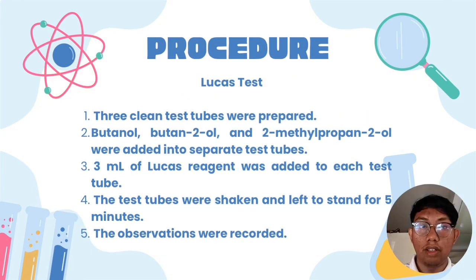First, 3 clean tubes were prepared. About 1 ml of butanol, butan-2-ol and 2-methyl-propan-2-ol were added into the first, second and third tubes respectively. Then 3 ml of Lucas reagent was added simultaneously to each test tube. Then the test tube was closed with a stopper, shaken well, and left to stand for 5 minutes. Finally, the observation was recorded.